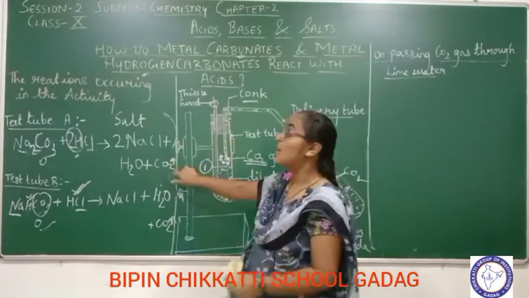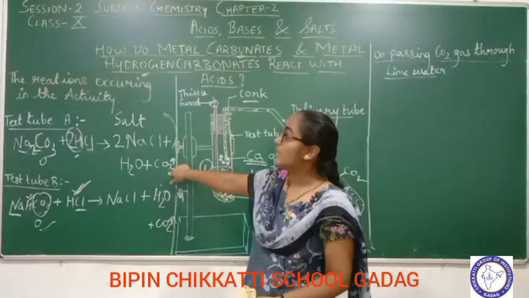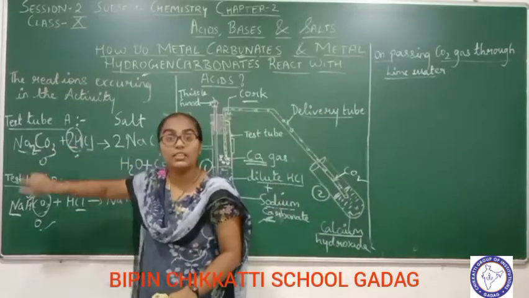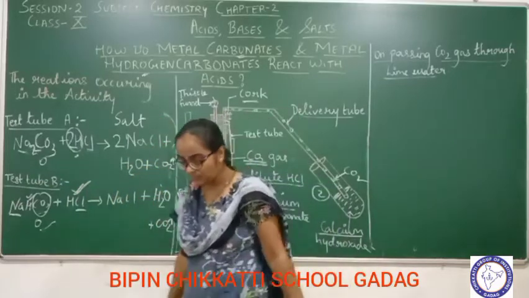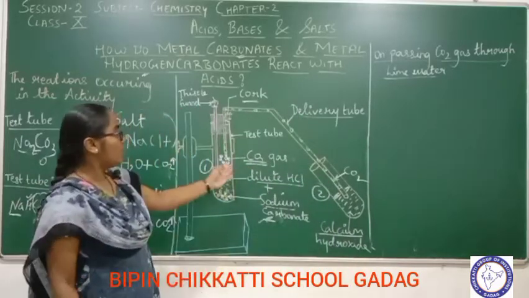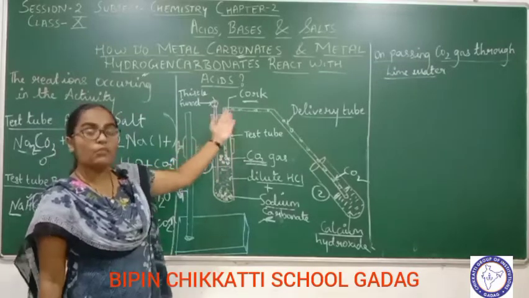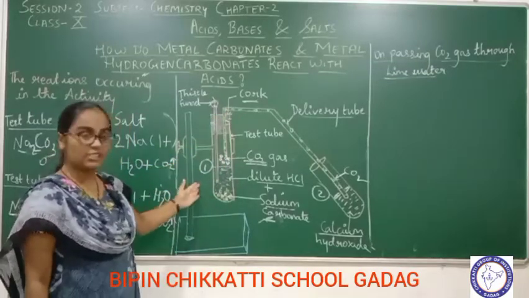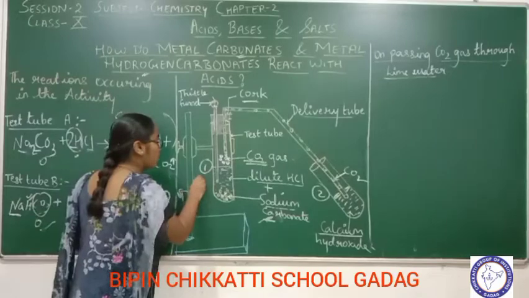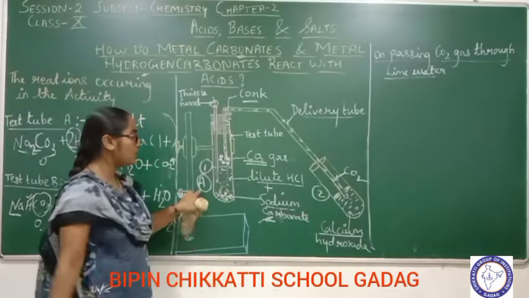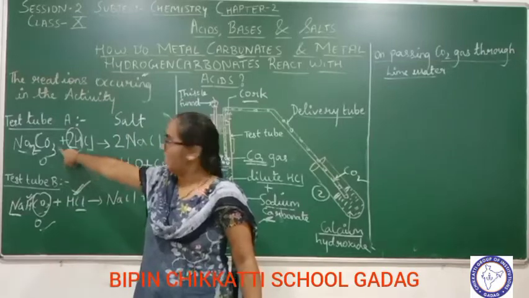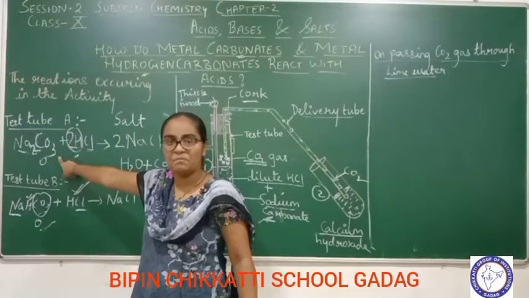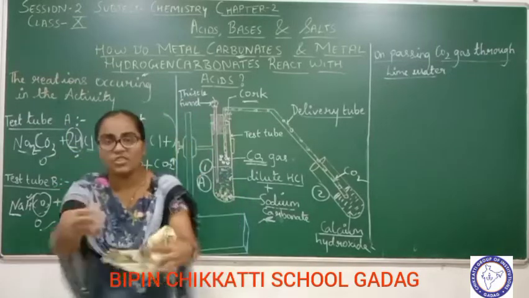Carbon dioxide gas, where is it coming from? Carbon dioxide gas is getting evolved from carbonate. Understood my point? So that was all about test tube A and test tube B. Now here, whatever carbon dioxide gas was evolved from test tube A, we are considering this as the first test tube. Why did I take A? Because sodium carbonate is here, which is taking place in test tube A, right? So test tube B is also the same thing.